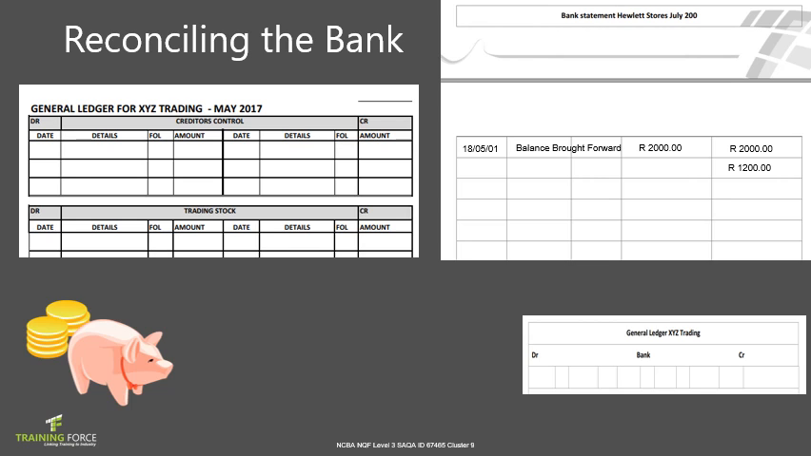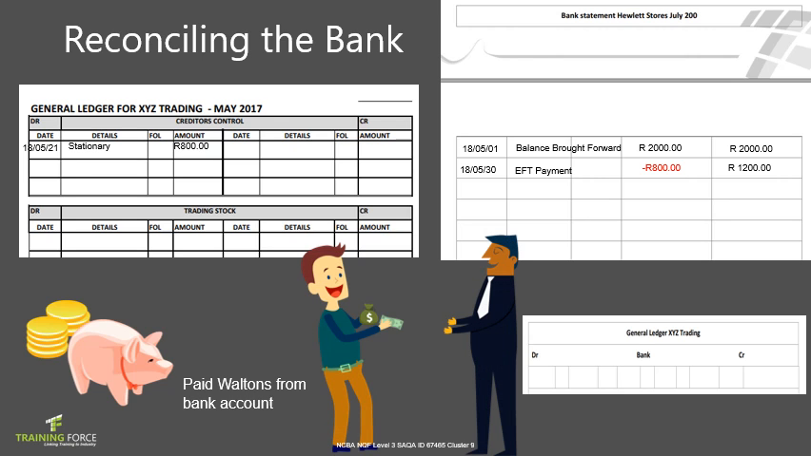Now, earlier we did a transaction for XYZ trading. We bought stationery from them and that was recorded on the debit side of the general ledger. Then we drew a bank statement. The bank statement showed an EFT payment was made to XYZ. The XYZ account in the general ledger is then credited because now we don't owe them anything anymore, and the bank account is then debited.